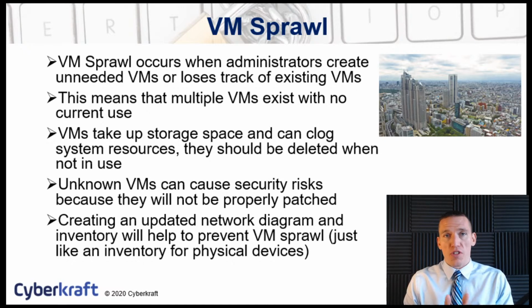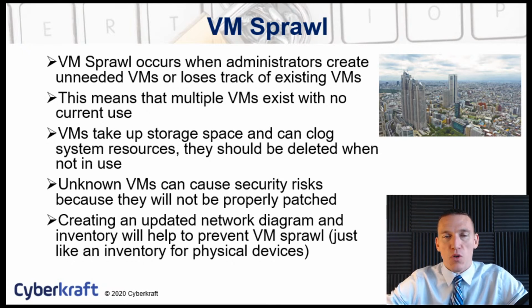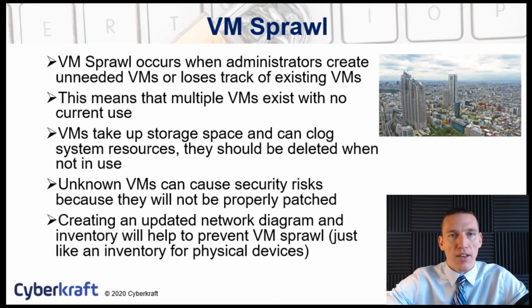VM sprawl occurs in an organization when many different virtual machines are created and the organization loses track of those virtual machines. The organization just basically can't keep track or forgets about maybe a few virtual machines or maybe a few hundred virtual machines depending on the scale of the organization. And maybe they forget to patch those machines, they forget to patch the hypervisors, and that creates multiple security vulnerabilities within the organization.